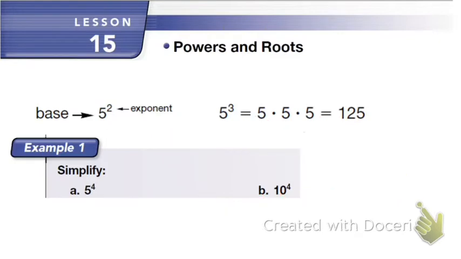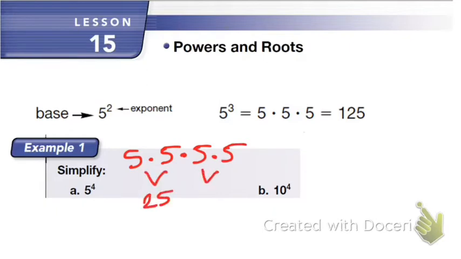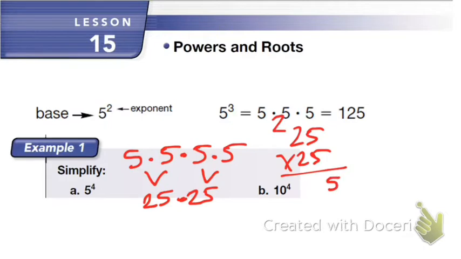Okay, so for letter A, here's our example, 5 to the fourth power. So this means 5 times 5 times 5 times 5. We know 5 times 5 is 25. So we could just do 25 times 25. 5 times 5 is 25. 5 times 2 is 10, plus 2 is 12. 0 for placeholder. 5 times 2 is 10. 2 times 2 is 4, plus 1 is 5. Add these together, and we should get 625.